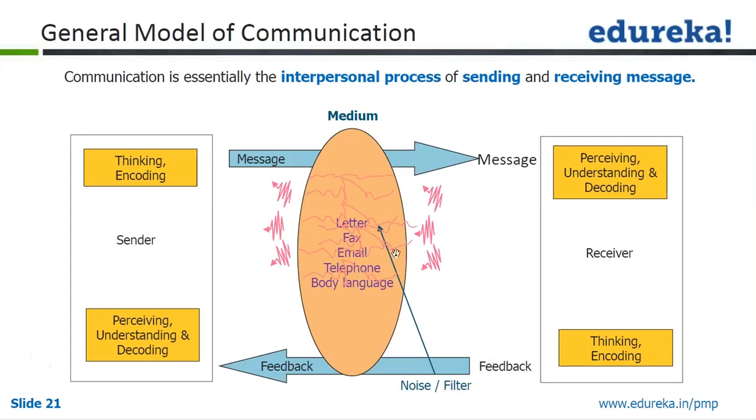And noise and filter could be in terms of you getting disturbed due to various events happening at your place, or some time back Sandeep was disconnected because the connection got disconnected, and those become noise or filter for you. Okay, so I think that gives you the general idea of the basic model of communication. It is an interpersonal process between two people, and that's how you have to understand how sending and receiving a message happens.